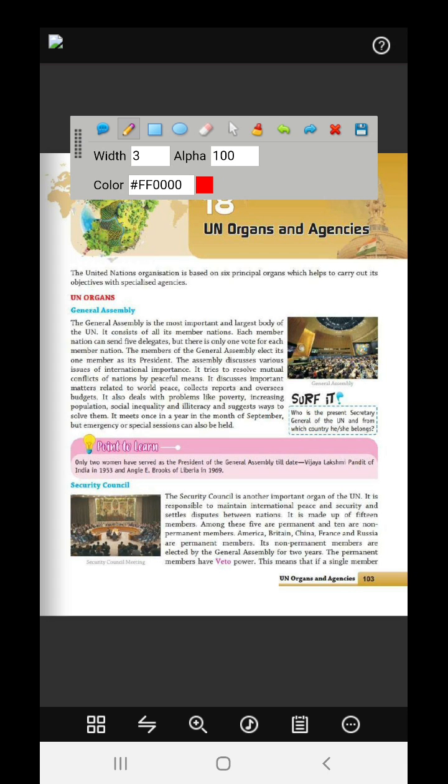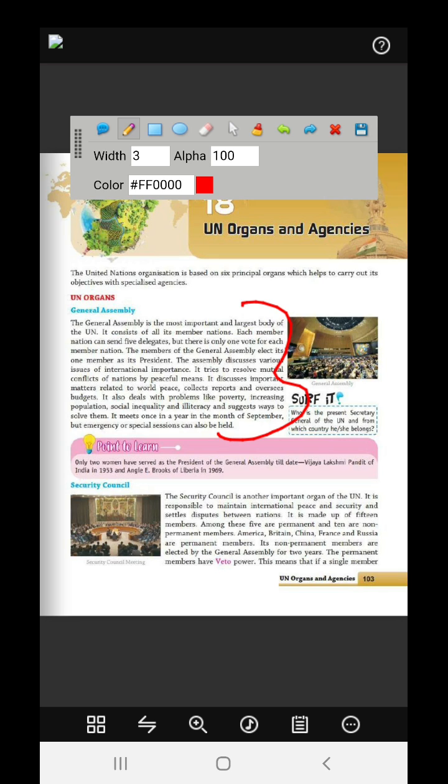The Assembly discusses various issues of international importance. So the whole world's concerns are discussed over here. It tries to resolve mutual conflicts of nations by peaceful means. It discusses important matters related to world peace, collects reports, oversees budgets. It also deals with problems like poverty, increasing population, social inequality, and illiteracy, and suggests ways to solve them. It meets once a year in the month of September, but emergency and special sessions can also be held.